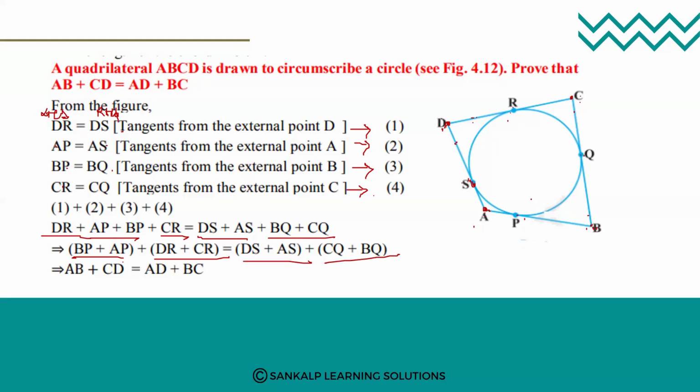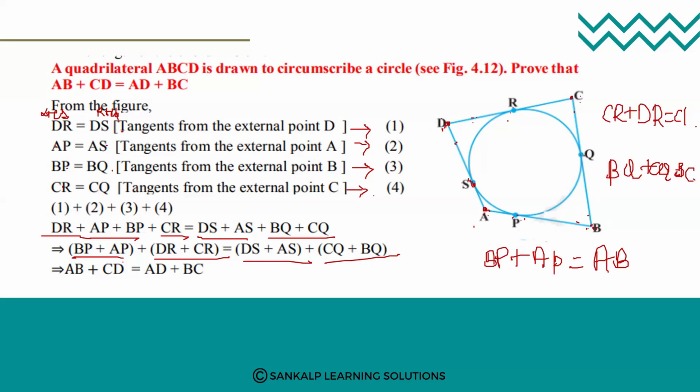BP plus AP means it is AB, right? Like that, BQ plus CQ means it is BC, the full line BC. CR plus DR means it is CD, right? DS plus AS means AD, right? So AB plus CD is equal to AD plus BC. Yes, so we have proved it.